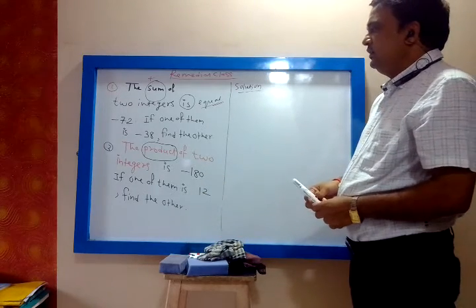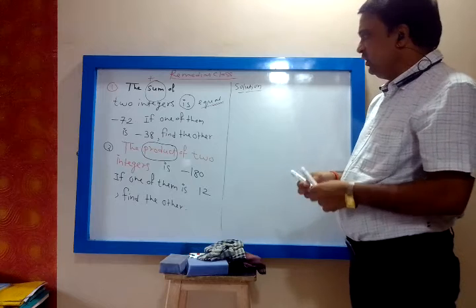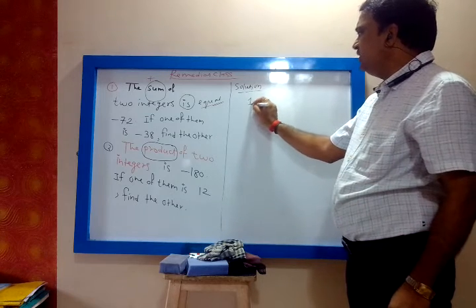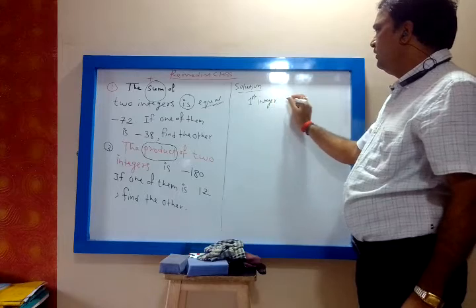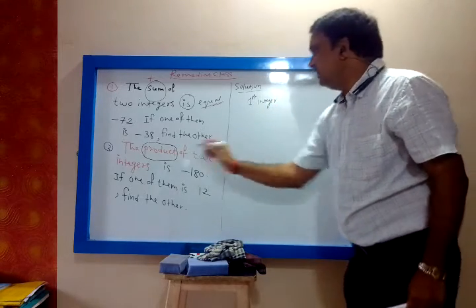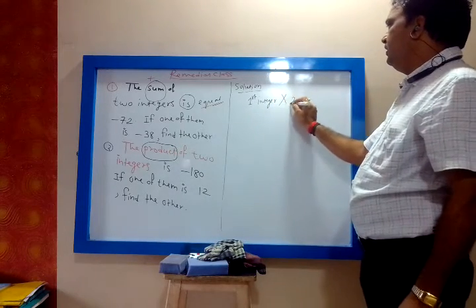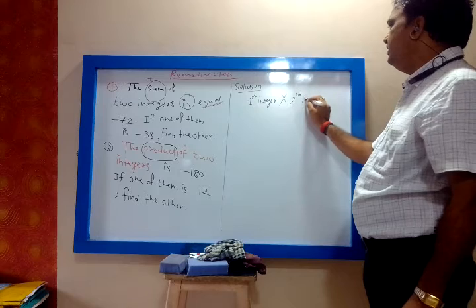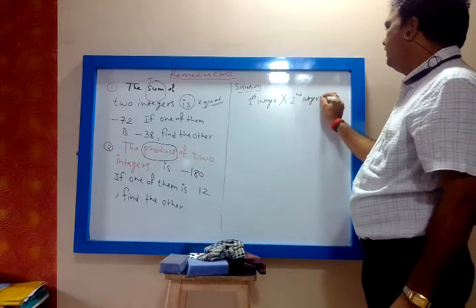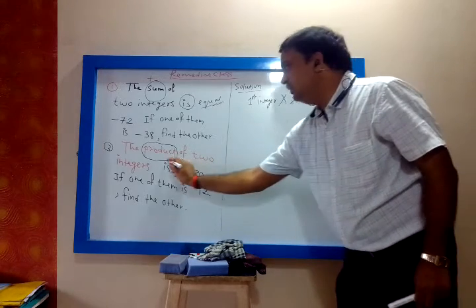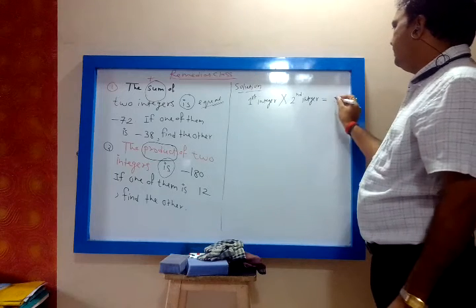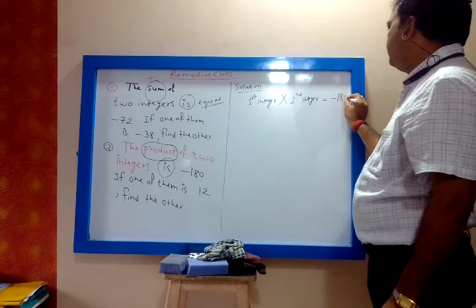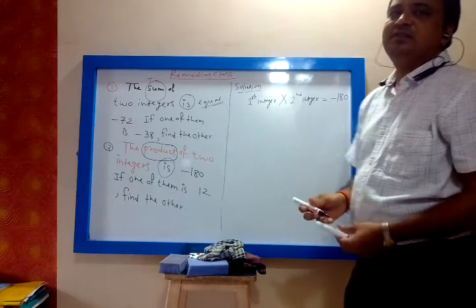So do this. The product of two integers. So what will you write? You will write first integer, then product means multiplication, into second integer. First integer into second integer is, is means equal to. How much? Minus 180. So first integer into second integer is minus 180.